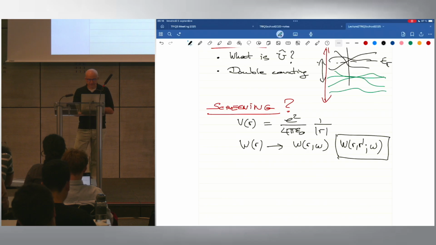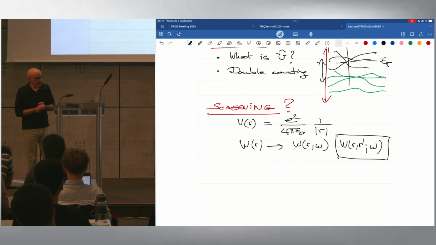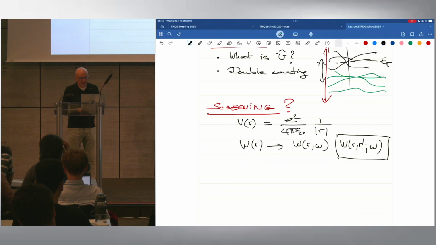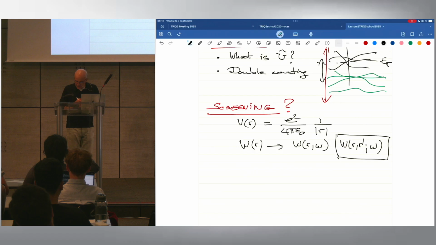Okay, so I'm going to start with a very simple description of screening, say in the electron gas, where we have translation invariance, and within a certain simple approximation, which is called the random phase approximation. First, let me set some notations.